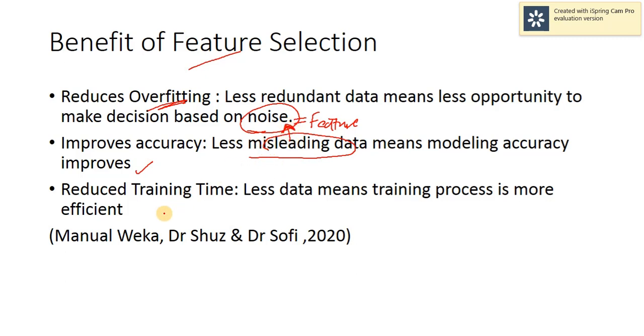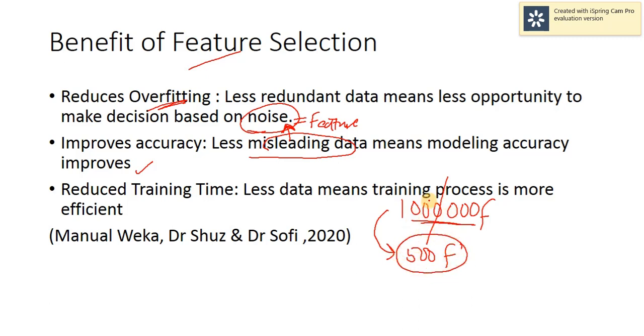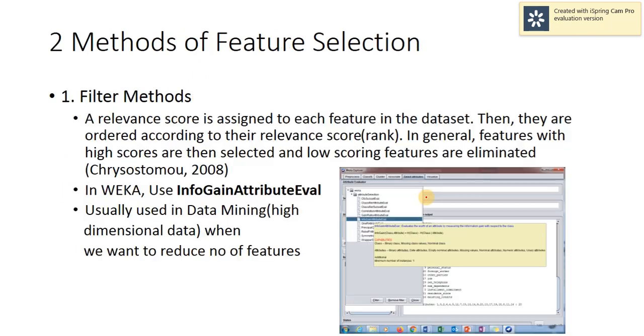Next, it will reduce the training time. Less data means the training process is more efficient. So for example, we have 1 million features here. If we reduce them to only 500 features, can you imagine how much time we can save when we just use these 500 instead of 1 million features? So there are two methods of feature selection.